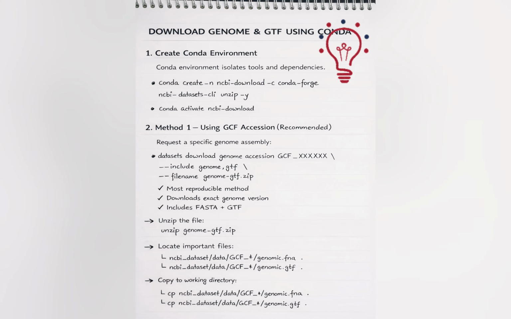First, we use the GCF accession method. We create a Conda environment and activate it. Then we download the genome using a specific GCF accession number. This approach is very accurate because each accession represents one exact genome assembly. We include both Genome FASTA and GTF annotation files, unzip the downloaded file, and copy the genomic.fna and genomic.gtf files for further analysis.